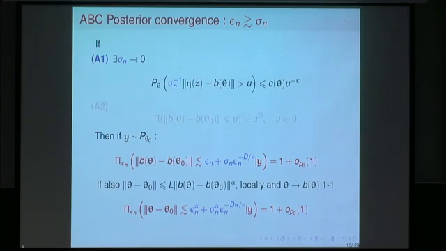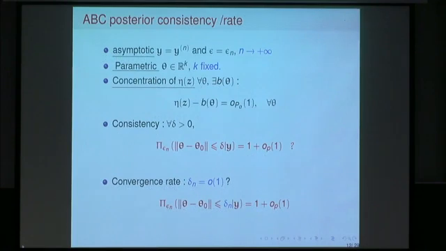Yes? So can you come back to the previous slide? I'm just a little confused by the order of quantifiers, so the concentration of eta of z. Do you want that for each theta there exists a b of theta, or do you want that for which this thing works for all theta?